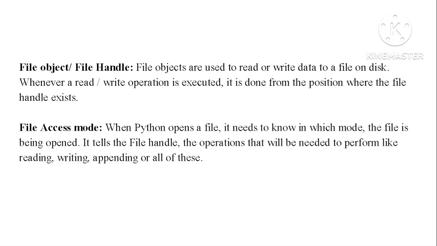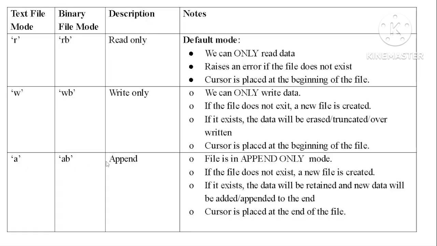When you take the cursor and place it somewhere and start typing, what happens? It inserts data in that place. So the file handle or the file object is a cursor. Wherever it is placed, it does the reading or writing operation from that place. And I already told you the file access mode tells the operation that needs to be performed on this file, whether it is reading, writing, or appending.